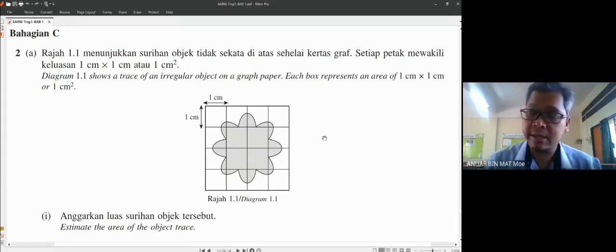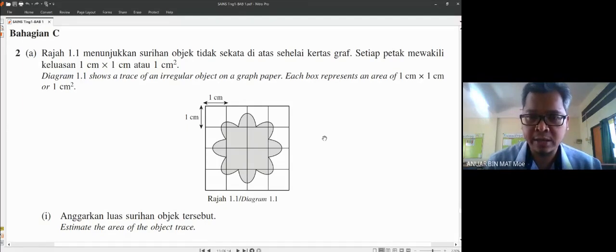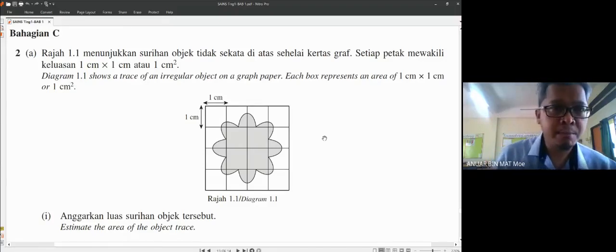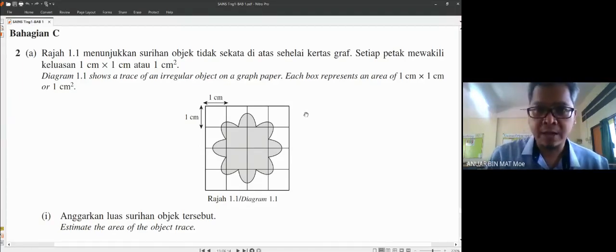So I can say that in section C, if you want to score better in science, you must be able to answer section C excellently. Kamu kena, bahagian C ini, you must be able to answer it correctly. Most of the difficult or challenging questions are in section C. So we look at the example of section C in chapter 1. I hope you can now open your workbook or look at the presentation, either one.